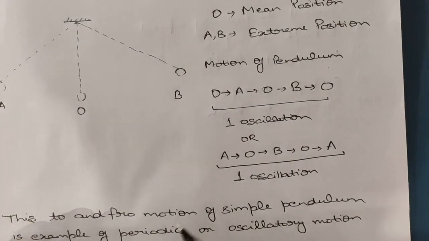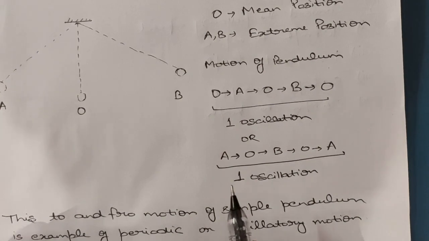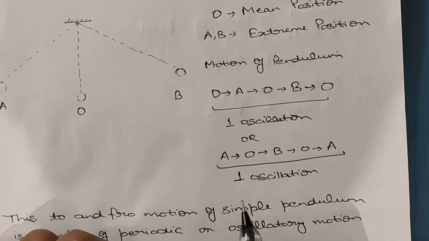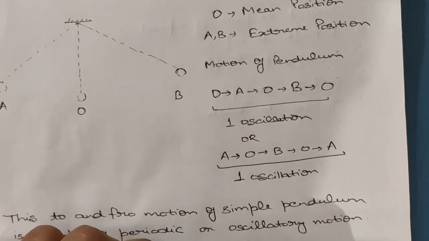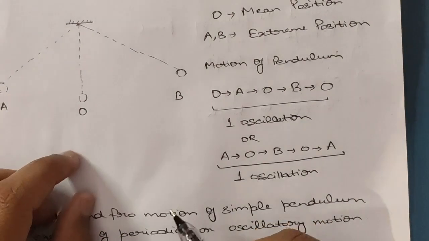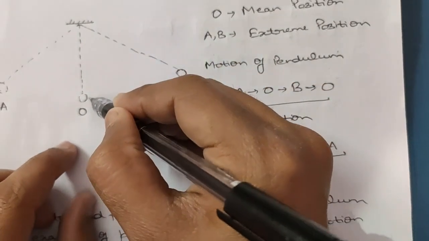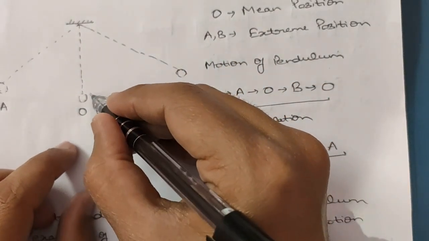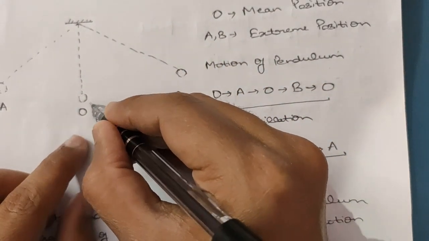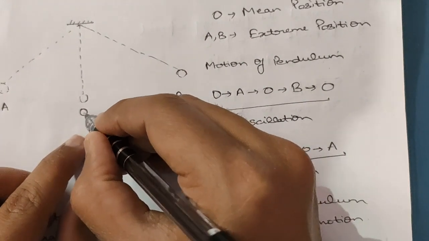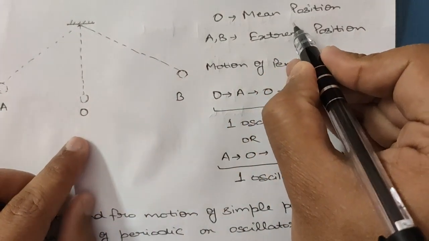Now we have to look at the motion of the simple pendulum. It is very important, so please understand it. Now there are certain terms. When I said that it is at its mean position, meaning rest position, then that position is called the mean position. So I denote it with O. So O is the mean position.